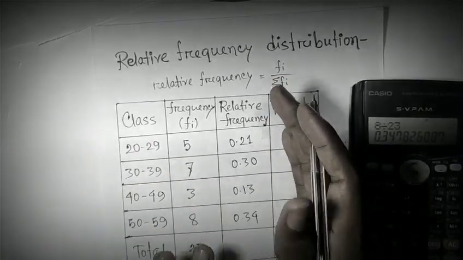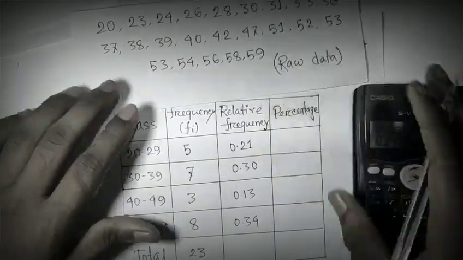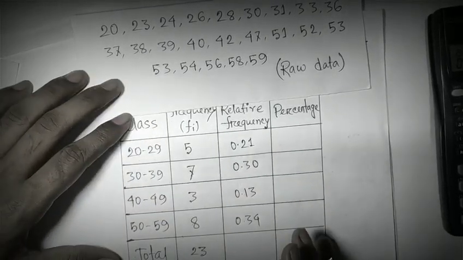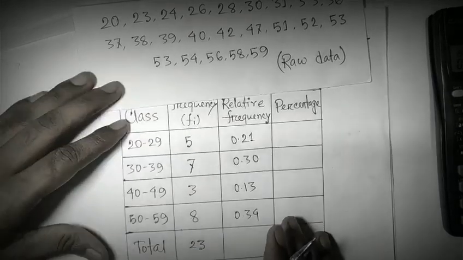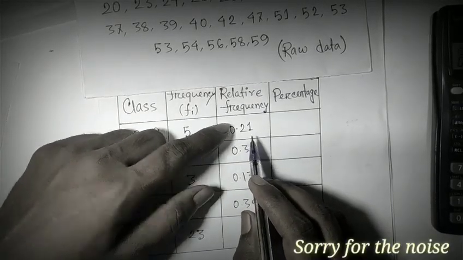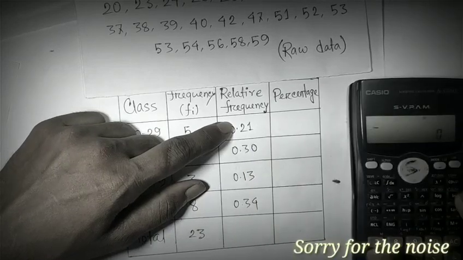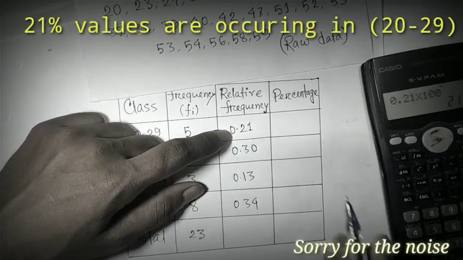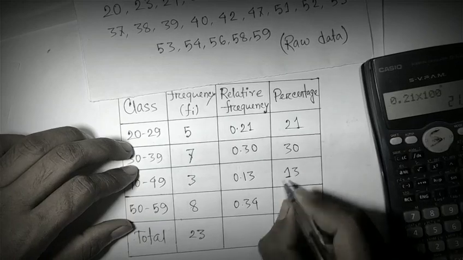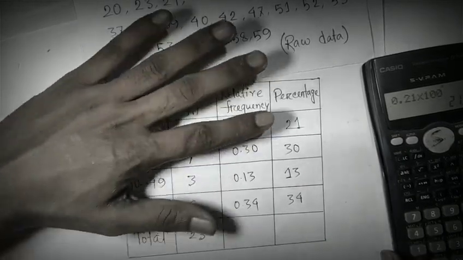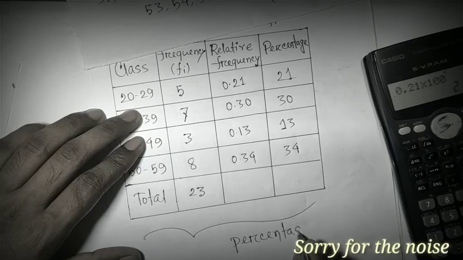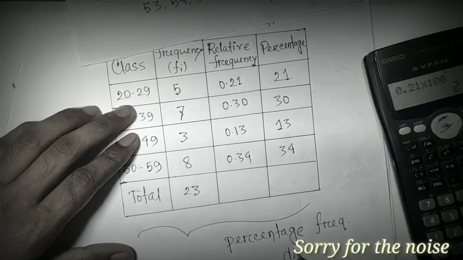So here is the relative frequency distribution of the raw data. If we now add the percentage of this relative frequency, then the frequency distribution becomes a percentage frequency distribution. So how can we find the percentage? We have to multiply the relative frequency by 100. So let's do it. 0.21 times 100 is equal to 21. So the percentage for 5 is 21. By doing this process continuously, we get 30, 13 and 34. So here are the percentages of the individual frequencies. So this frequency distribution became a percentage frequency distribution.